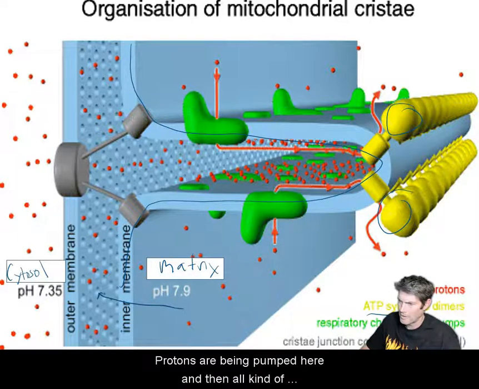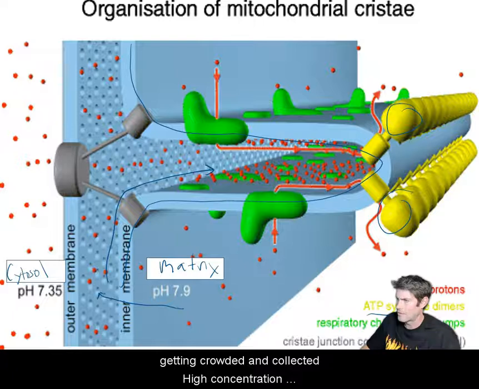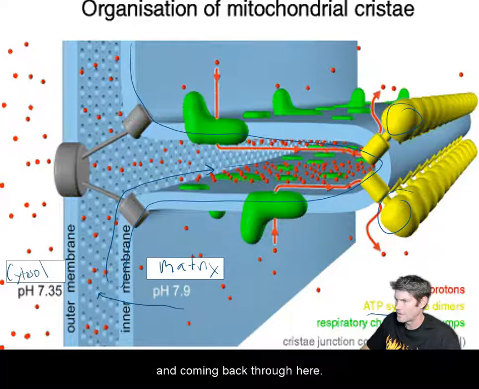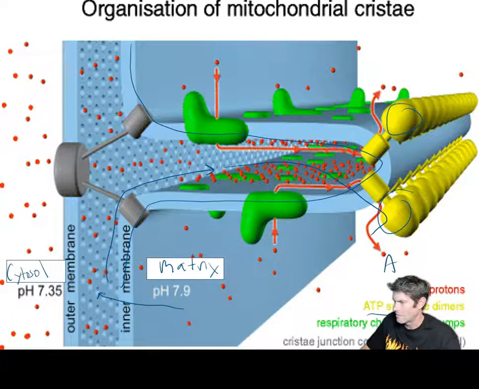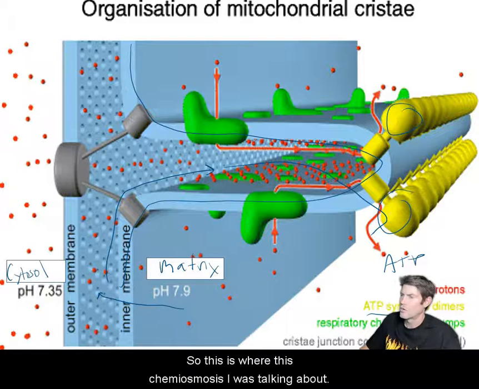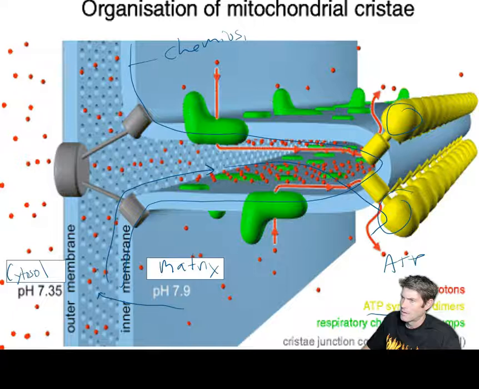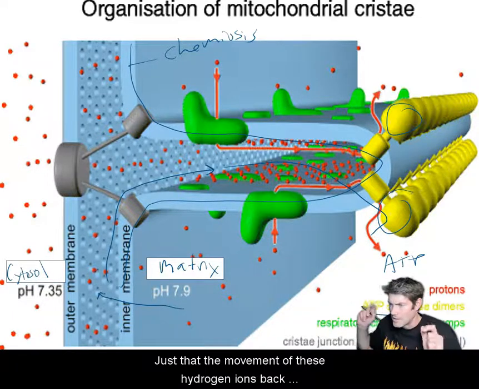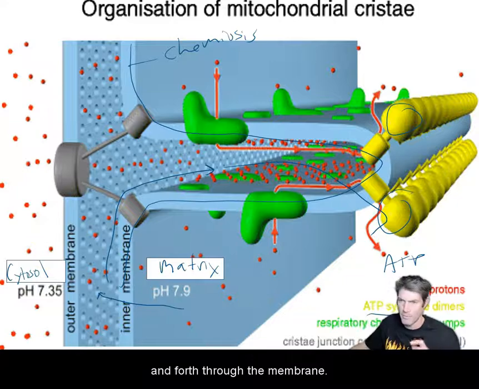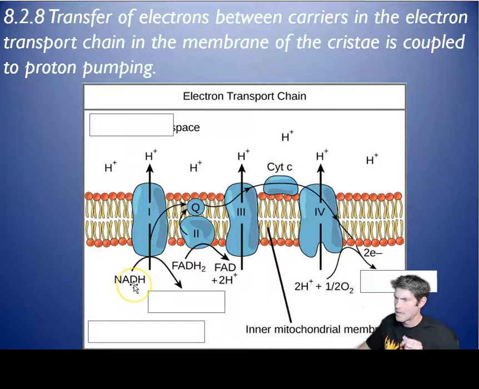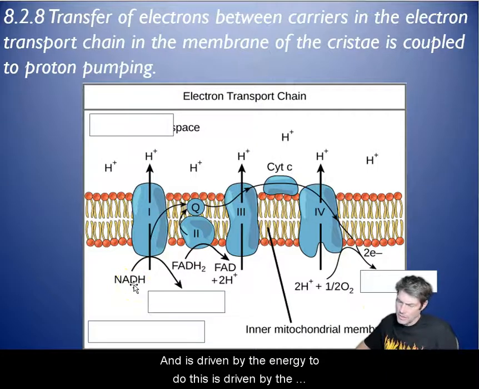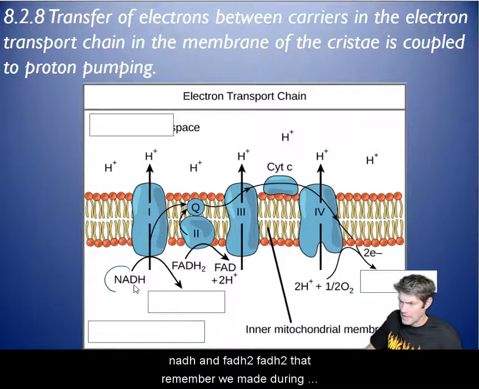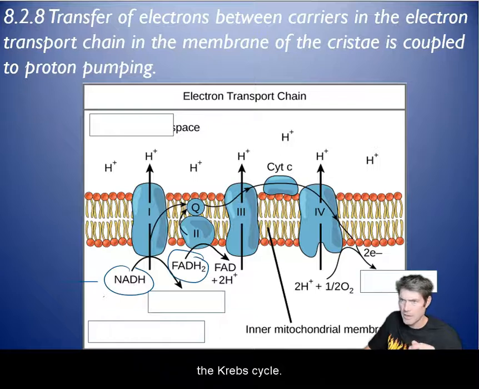Protons are being pumped here, and then all kind of getting crowded and collected, high concentration, and then coming back through here, making the ATP. So this is where this chemiosmosis that I was talking about is happening. Just the movement of these hydrogen ions back and forth through the membrane. And the energy to do this is driven by the NADH, the FADH2 that, remember, we made during the Krebs cycle.